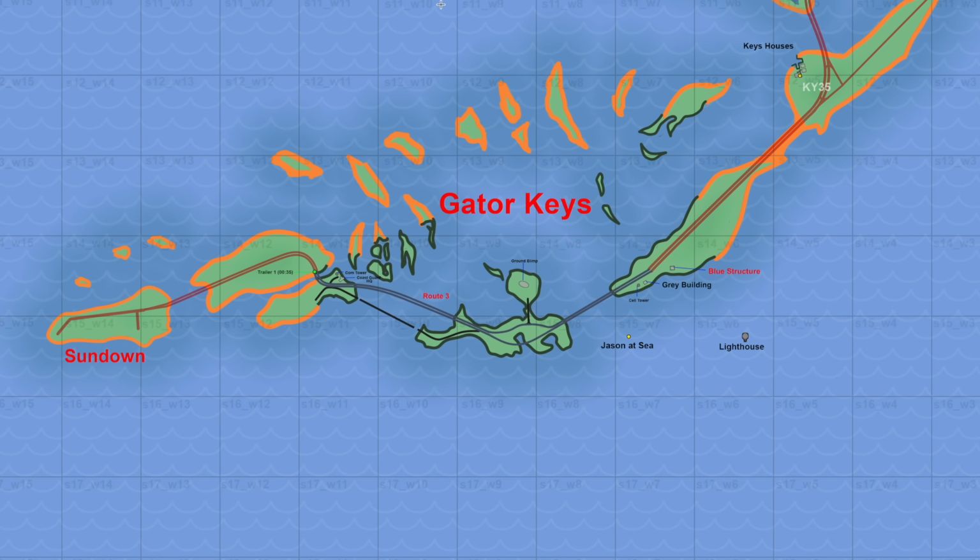Next we have Gator Keys. Now Gator Keys I'm really excited to see in the game, because these little islands will make the game feel more tropical, more of a paradise. It will give a complete contrast to the bustling city, and this is the part of the map where I feel like we might have the most Easter eggs and weird things going on.